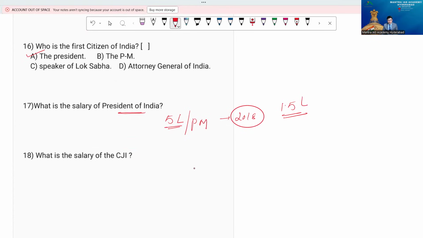Now, what is the salary of the CJI, my friends? The Chief Justice of India's salary is 2,80,000, and of course every month there are allowances of 45,000 as well. Naturally, we now have the 53rd CJI, Justice Suryakant. Justice Suryakant is the present CJI of this wonderful country. So, beta, this is the quiz.